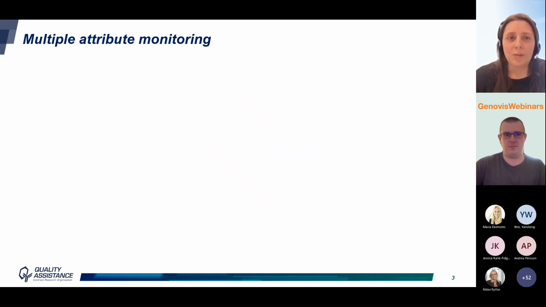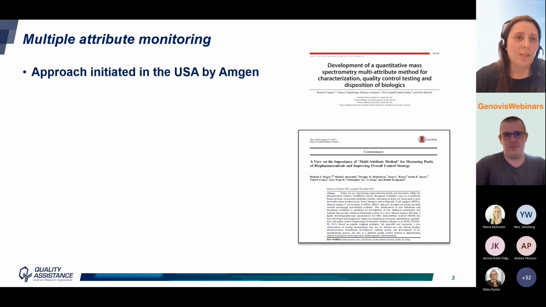So let's go to multiple attribute monitoring. The concept of MAM, multiple attribute monitoring, was initiated in the US by Amgen. And here you can see on the screen two papers describing the concept. This is actually the one from 2015. It's the first one describing the approach.